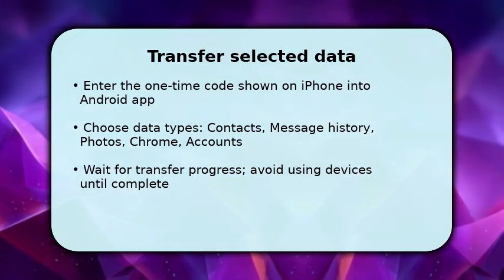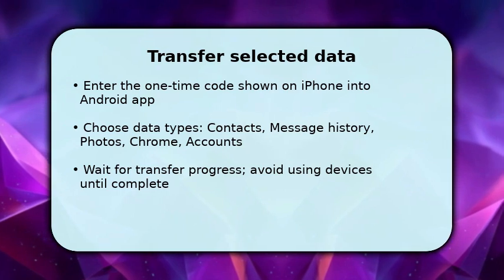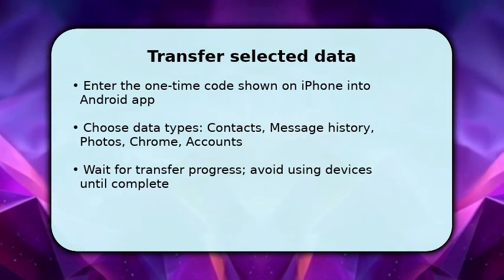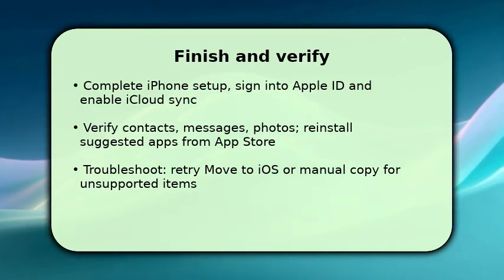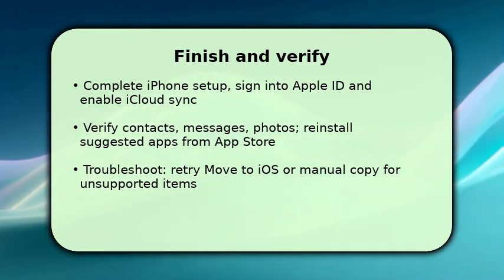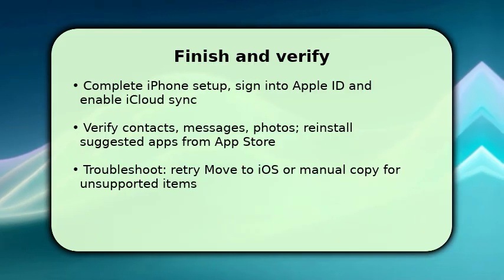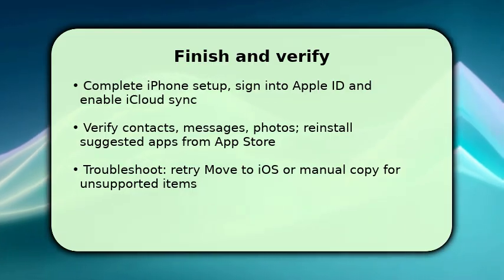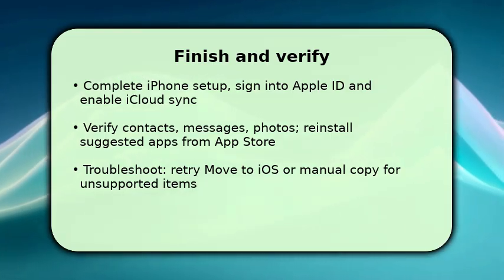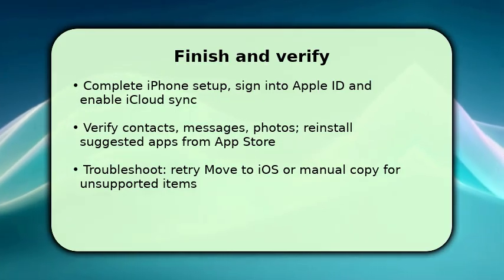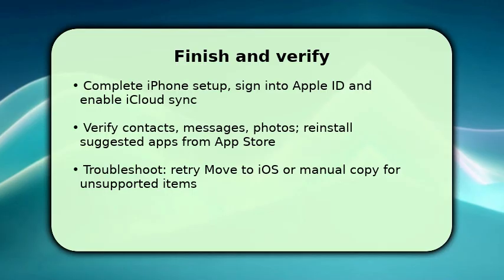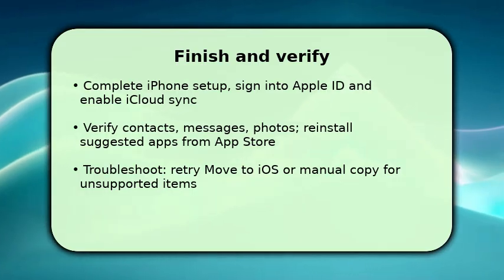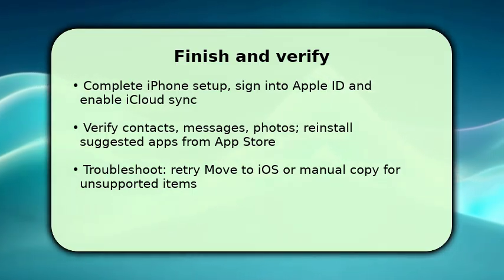You finish setup on the iPhone by signing into your Apple ID and enabling iCloud sync so contacts and photos continue updating. You then verify that messages, contacts, and photos appear as expected and reinstall any suggested apps from the App Store. If some items didn't move, like certain attachments, music, or app data, make a plan. Try the Move to iOS transfer again, restore from the Android backup you made, or copy files manually.